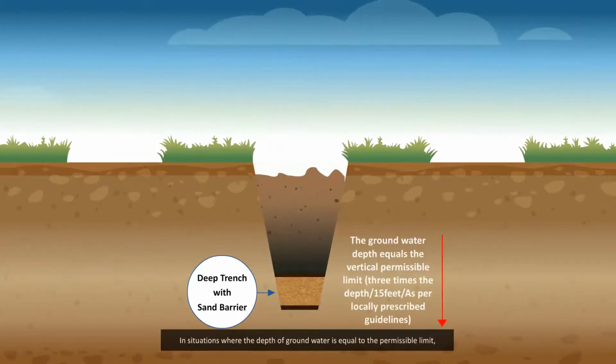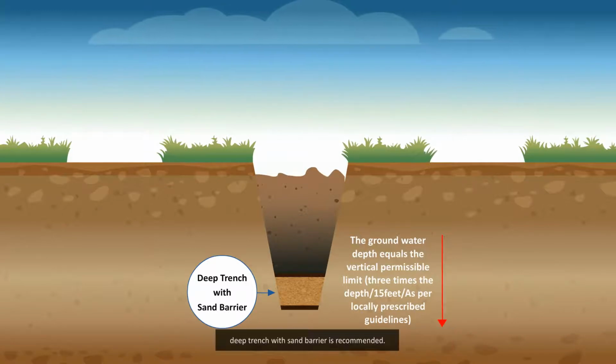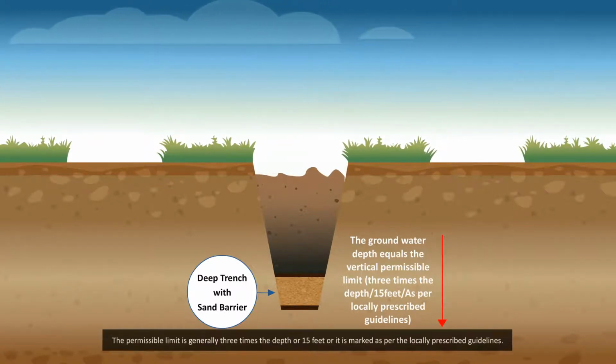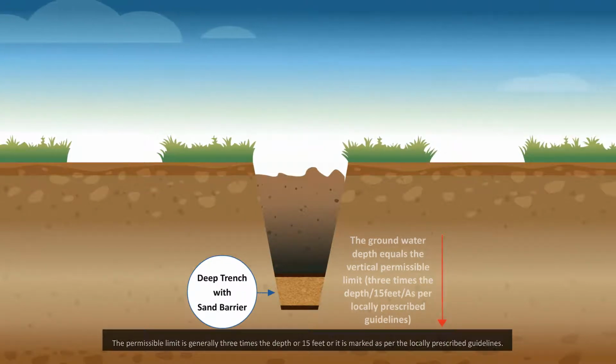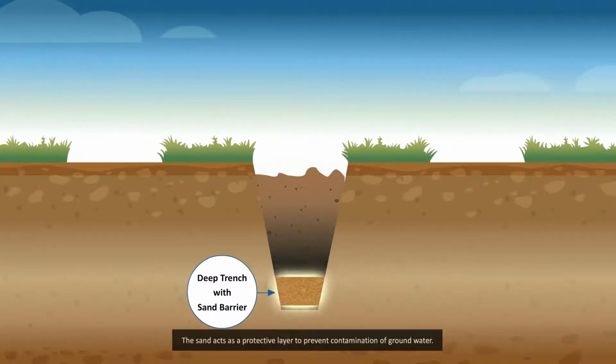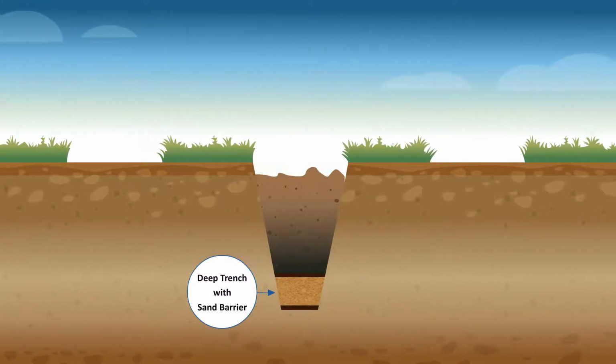In situations where the depth of groundwater is equal to the permissible limit, deep trench with sand barrier is recommended. The permissible limit is generally 3 times the depth or 15 feet, or it is marked as per the locally prescribed guidelines. The sand acts as a protective layer to prevent contamination of groundwater.